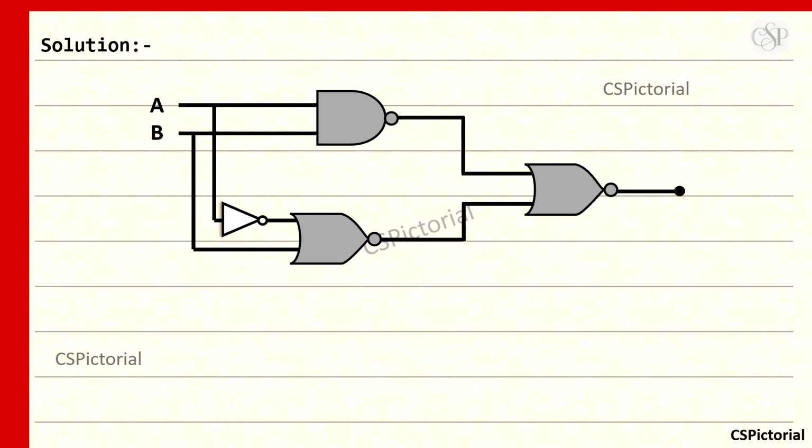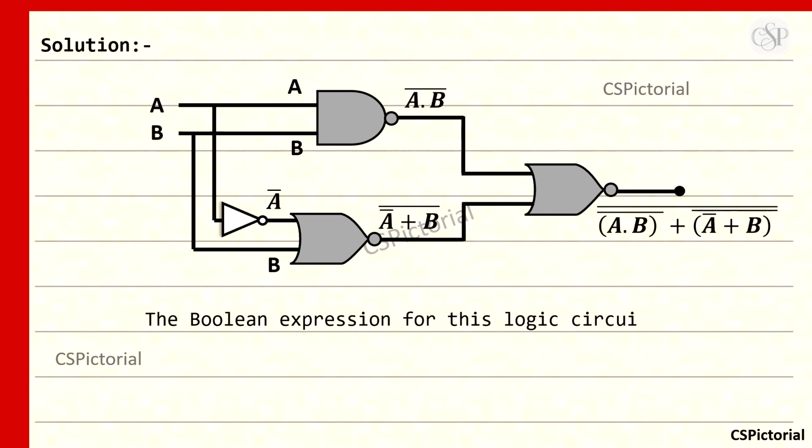The NAND gate with inputs A and B gives the output A dot B the whole bar. The NOR gate with inputs A bar and B gives the output A bar plus B the whole bar. The NOR gate output with these 2 inputs gives the output A dot B bar plus A bar plus B the whole bar.